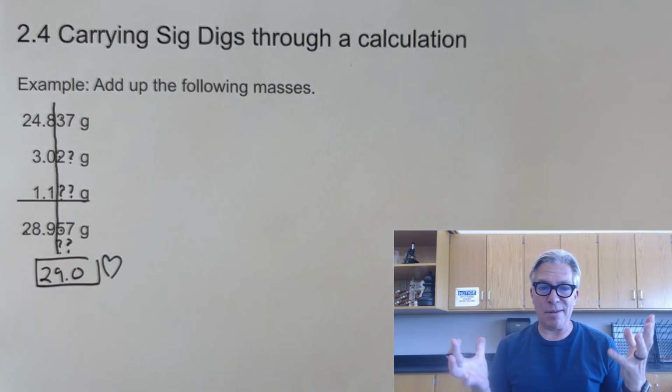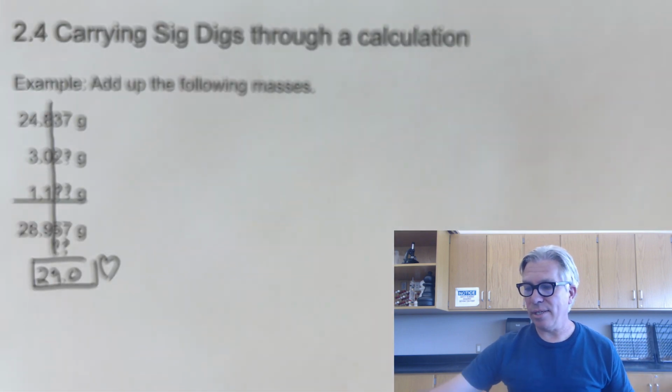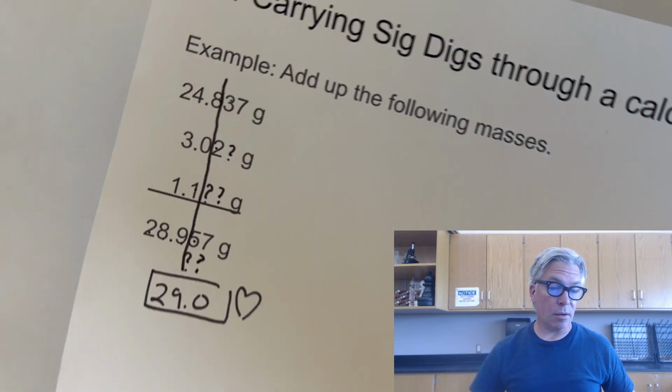And some of you are probably wondering why I'm leaving digits there when I have so many that I can give. But we only want to report what we know and not imply that we know more than we actually do know, because that is lying, and we don't like lying in chemistry.